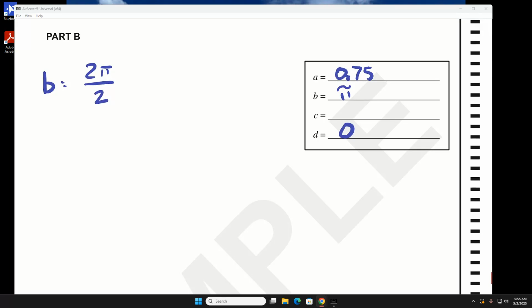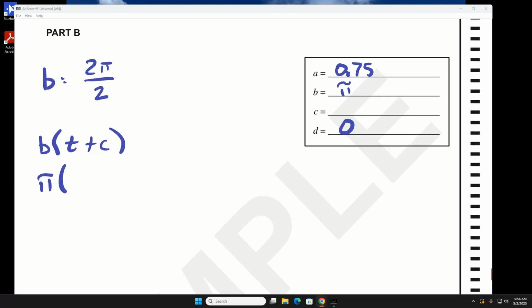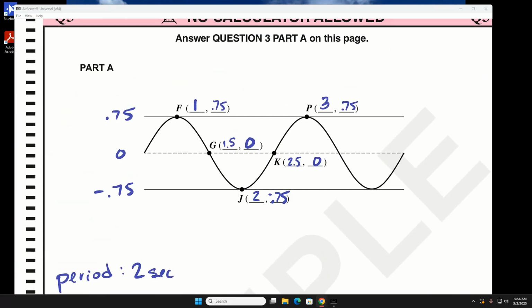All right, and then here we go. So to find C, we're going to do B times the quantity T plus C. All right. We just said that B was pi. T is going to be where the first maximum occurs. It actually doesn't have to be the first. I just used that one. We could do the second one. It doesn't matter. But the first maximum is at 1. So T is 1 here.